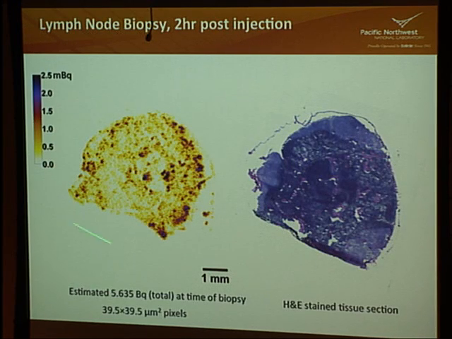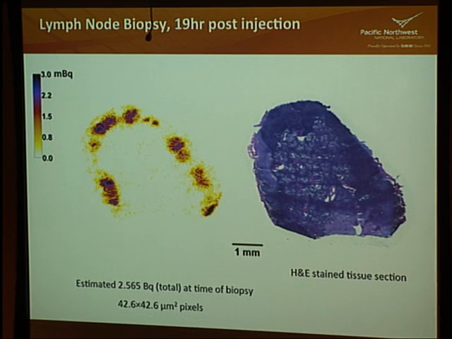So shown here on the left is the distribution of the alpha tracer. This is an H&E histology slice. And this is 2 hours after injection into the patient. The scale here, again, is in units of millibecquerel, so very, very high sensitivity compared to any other imaging technique with these alpha emitters. You'll notice the distribution across the whole area. And then around 19 hours, we see a very high uptake near the periphery of this section of lymph node.